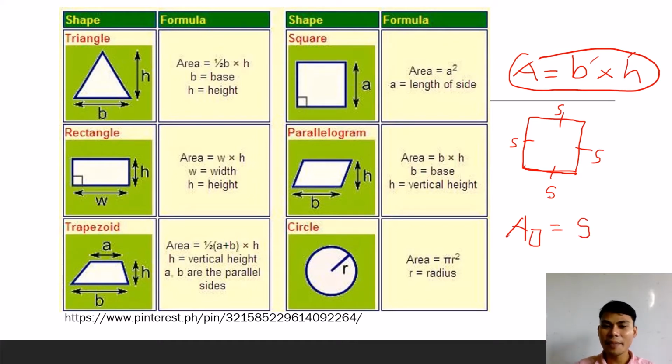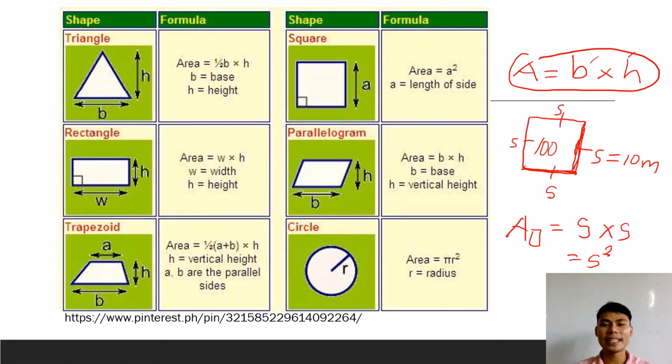Kasi base of S, how about the height? Wala sir, ang height is the same. We're using S because same lang sila ng measure. So, S times S. S times S, that's S squared, sir. Ah, that's why the area of the square is S squared. So, meaning, if this is 10 meters, its area is 10 squared or 10 times 10, it's 100.